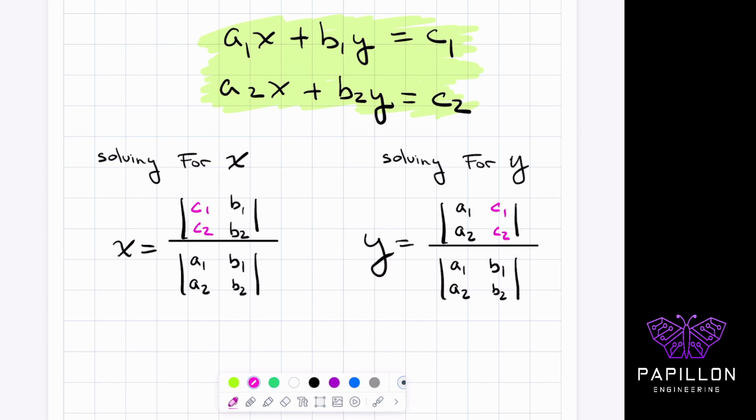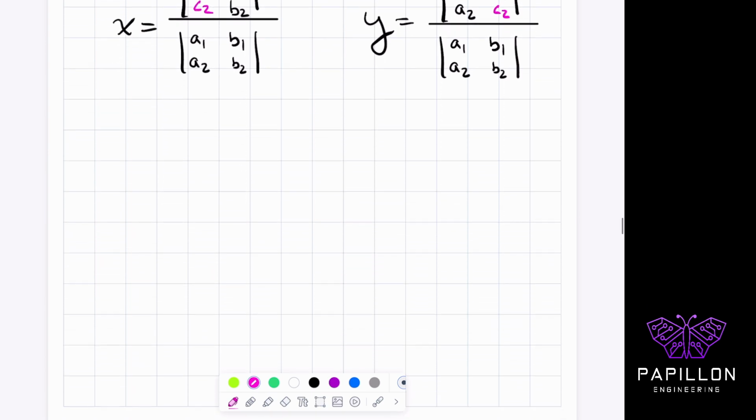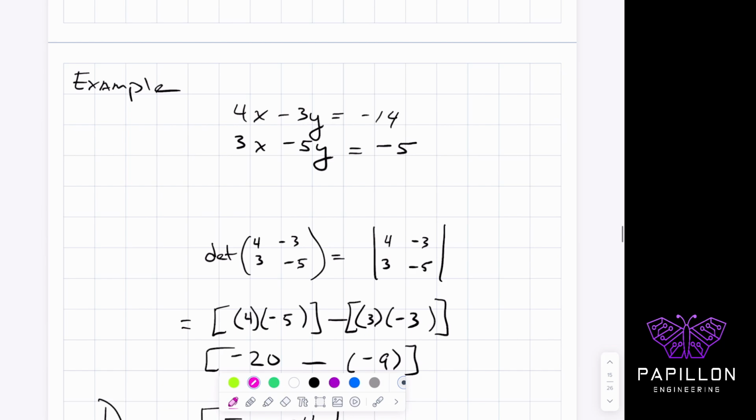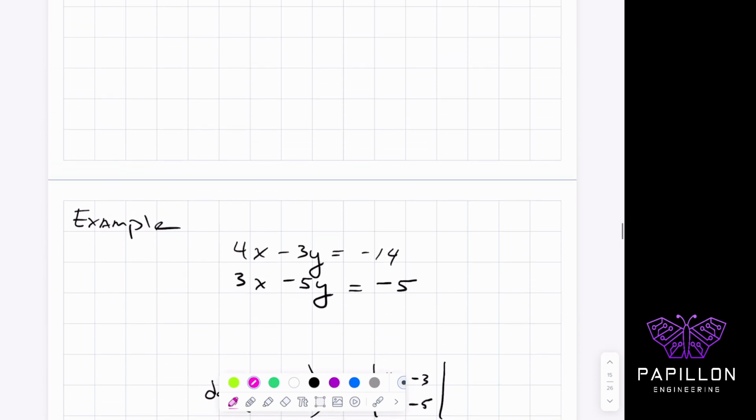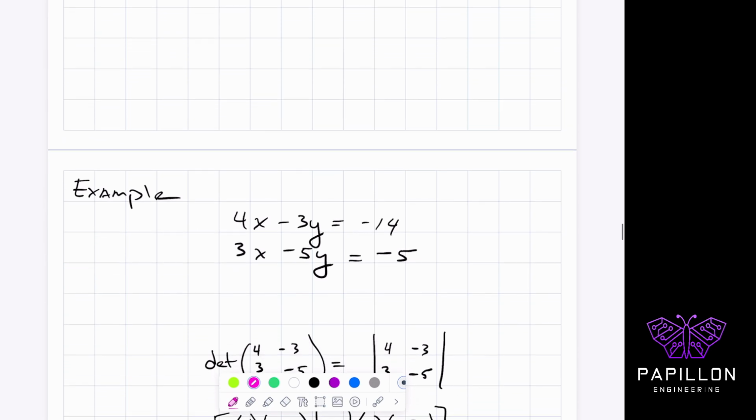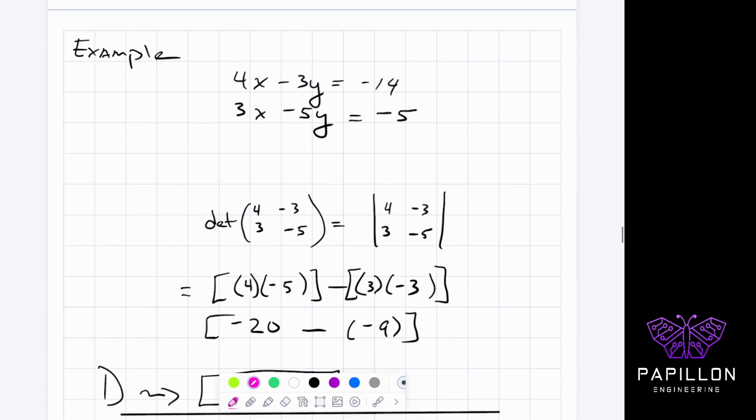You can always pause the video here, but I like to look at examples because it helps me understand things a lot more simply. But say if you had a problem where I asked you to solve 4x minus 3y equals minus 14 and 3x minus 5y equals minus 5, how would you solve this? And thankfully, the determinant is really straightforward and easy.